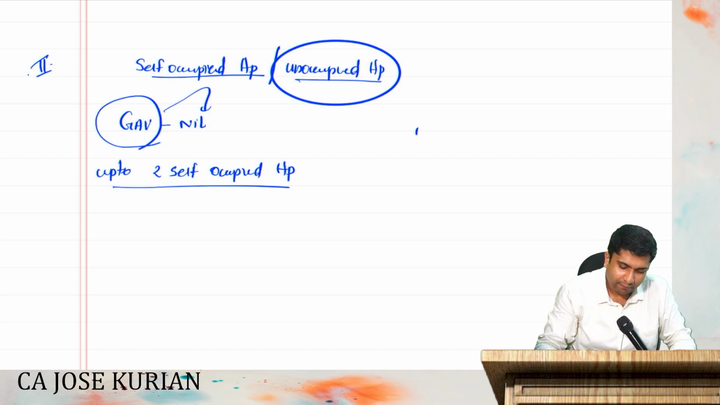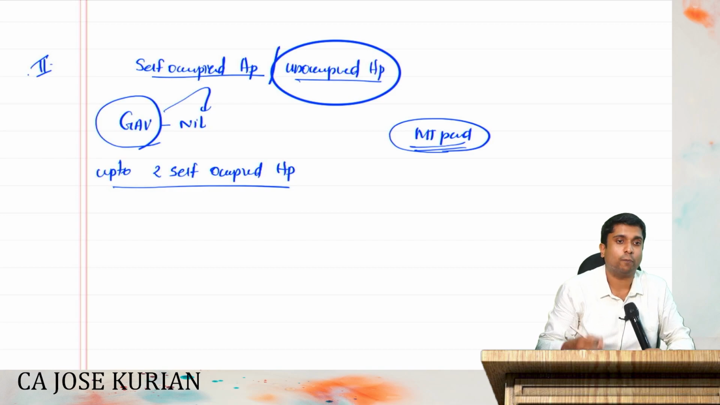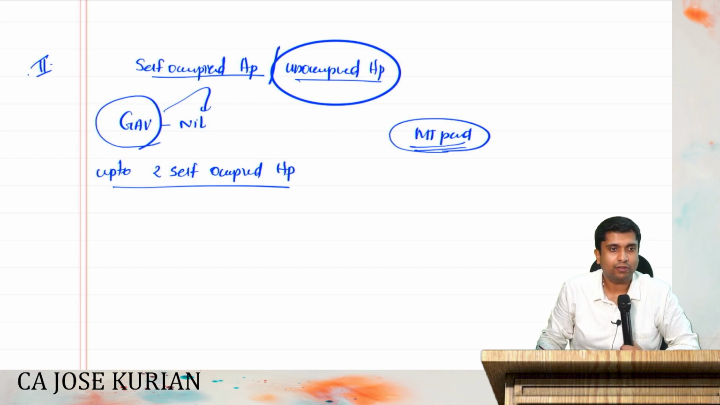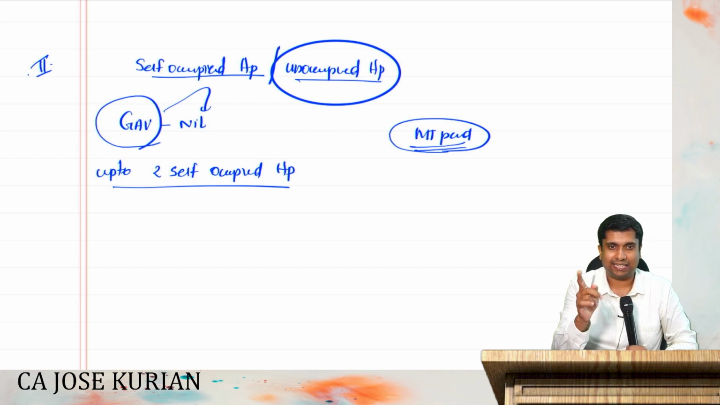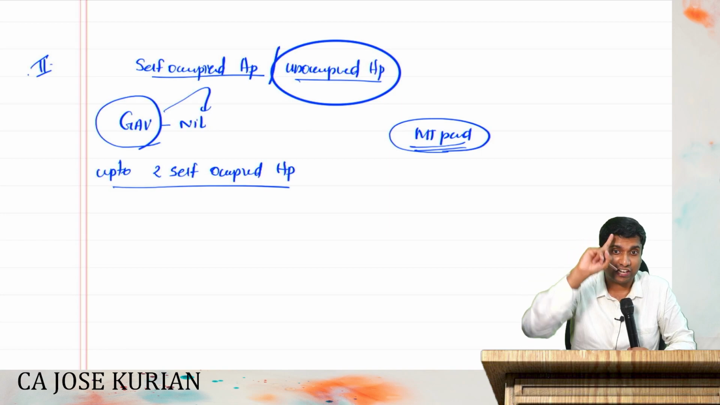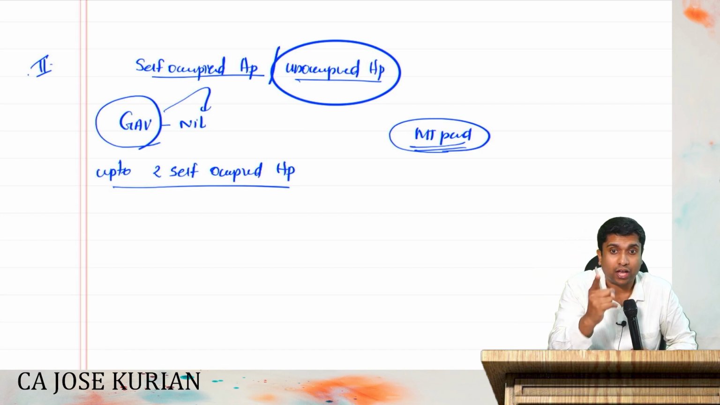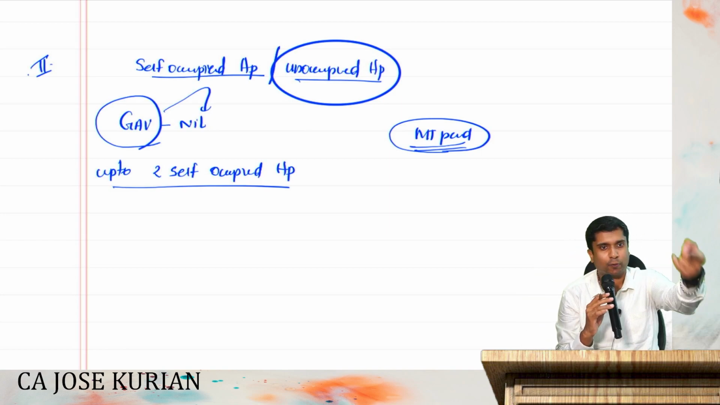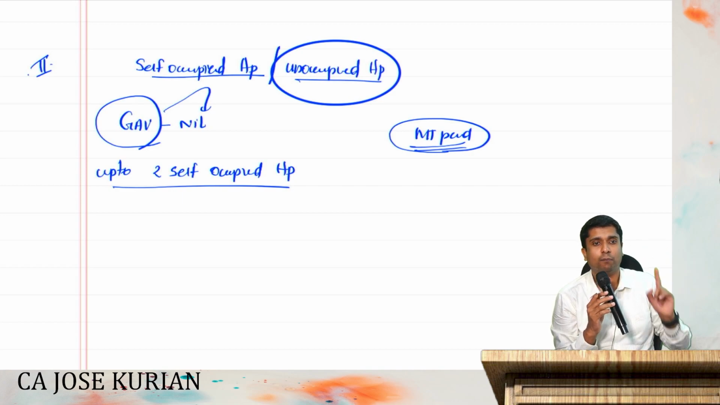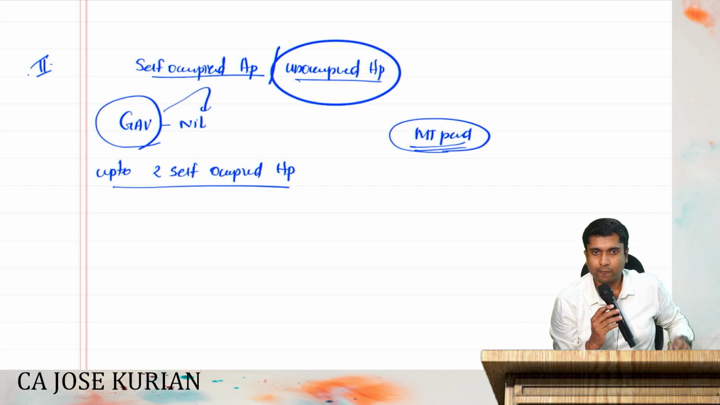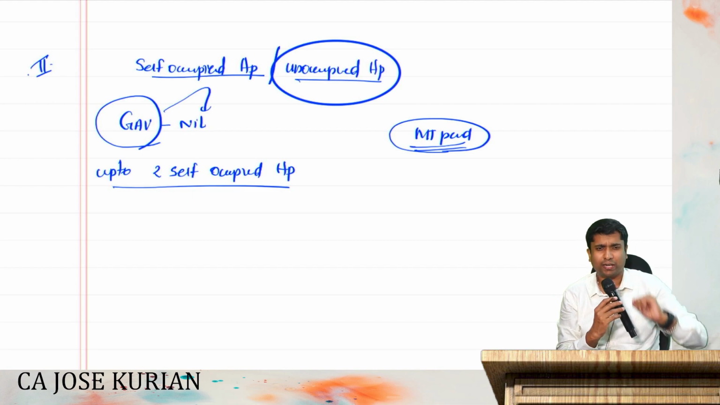You cannot claim municipal tax paid as a deduction from self-occupied or unoccupied house properties. Why? Department is not taxing any income from those properties. Hence, you are not supposed to claim municipal taxes paid as a deduction from your self-occupied or unoccupied house properties. But from let-out property, you can definitely claim what? Municipal taxes as a deduction. Are you all listening?